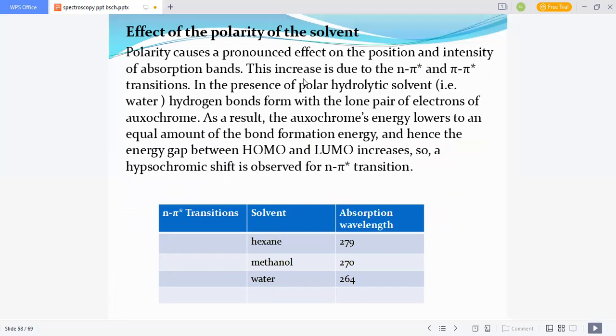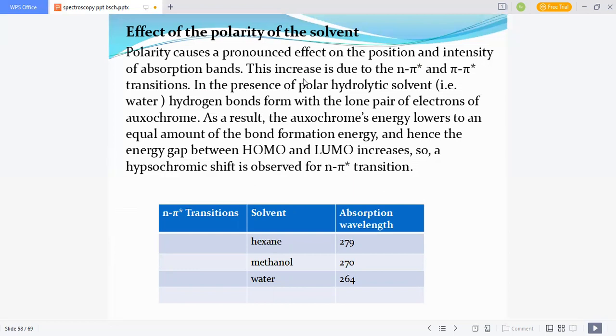Effect of the polarity of the solvent. Polarity has a pronounced effect on the position and intensity of the absorption bands. This is seen in n to pi star and pi to pi star transitions in the presence of a polar protic solvent. The hydrogen bond forms with the lone pair of electrons of the group, lowering the energy by an amount equal to the bond formation energy, and the energy gap between HOMO and LUMO increases.